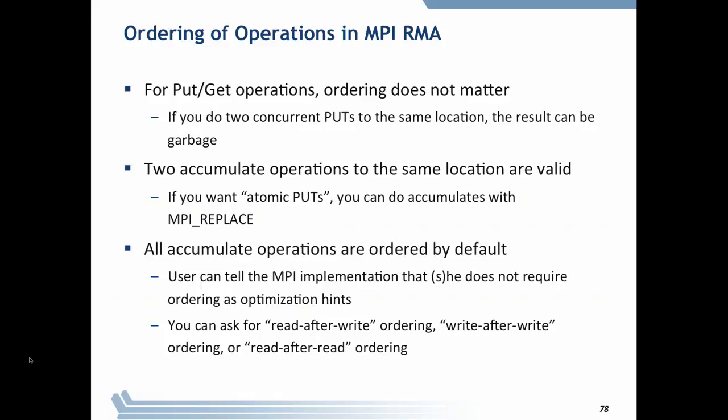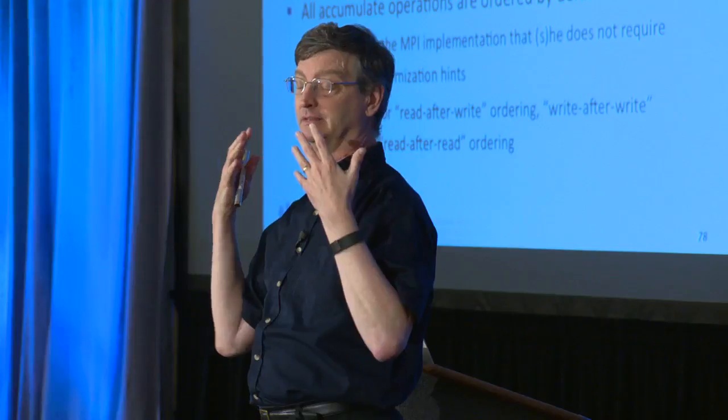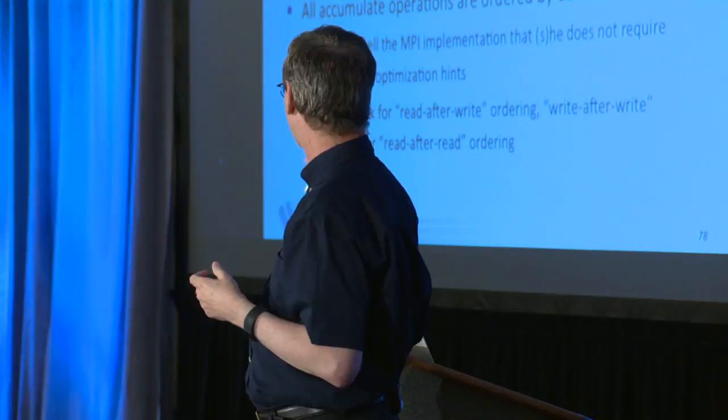Further, also as a change, the accumulates are ordered by default. So if I've got multiple accumulates coming from the same process, they will be applied in the order in which they were issued. That's actually harder for the hardware than you might think, because different messages, for example, might be routed in different ways. They may arrive at different times. You actually have to work harder to ensure that ordering.